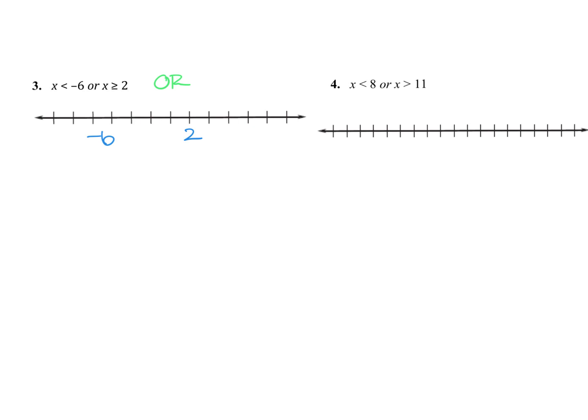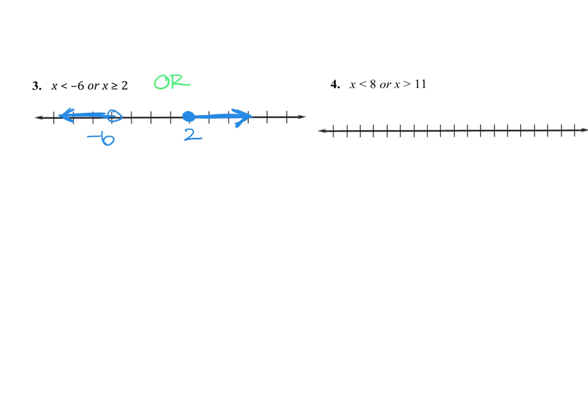I have x is less than -6, so it's going to be open, going to the left. And then I have x is greater than or equal to 2 because I've got the equal sign underneath there that's also shaded. And then I'm going to go to the right for the greater than. All right. And now it would be a good idea for you to pause the video again and try this next one and then come back and see how you did on number 4.